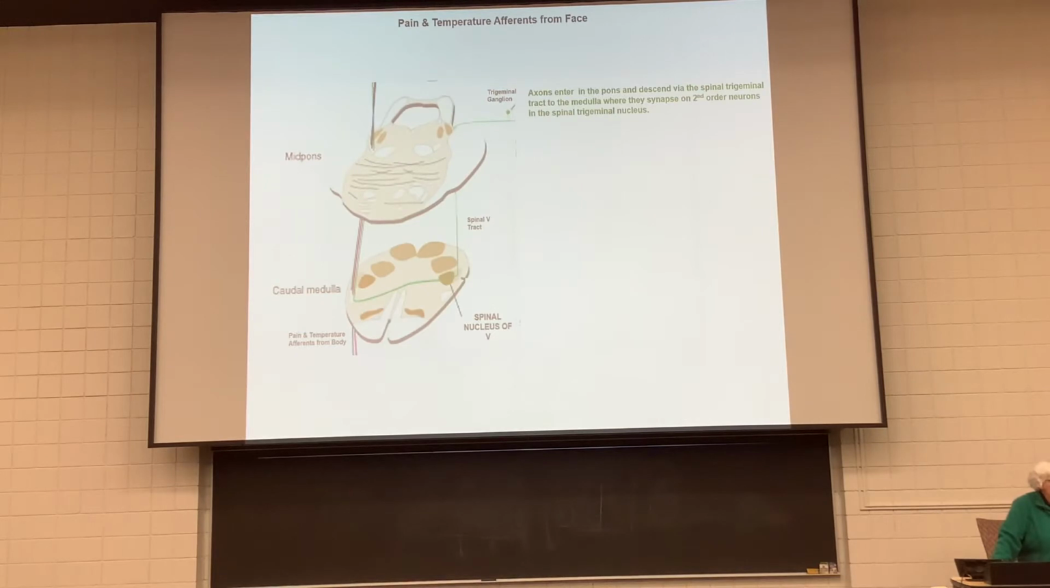And remember, pain from the face. Again, the first order neuron is going to be in the trigeminal ganglion. The axon, or central process, enters and descends to the spinal nucleus of 5. And just as we saw before, there's a synapse. And then that second order neuron joins the spinothalamic tract to carry pain from the face up to the thalamus.